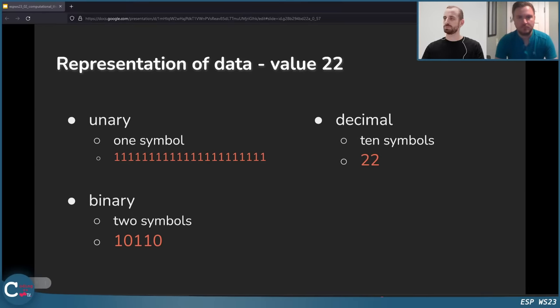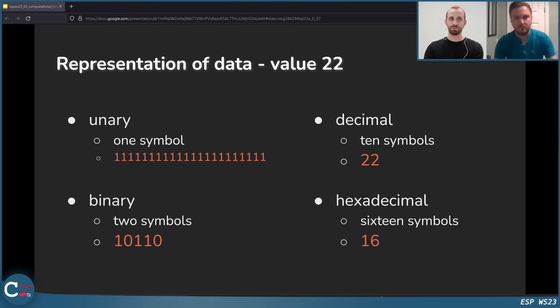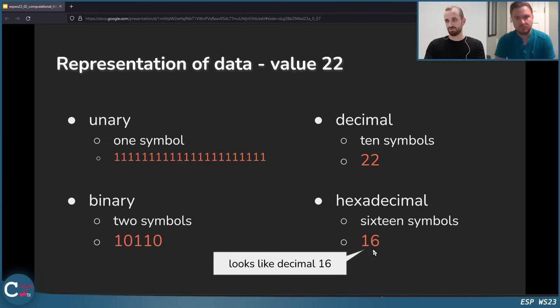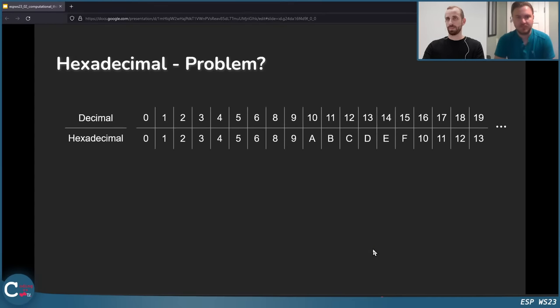Then maybe a little bit more familiar to you, the decimal system, where we have 10 symbols, the value 22 with 2 and 2. And the hex symbol, I already saw it somewhere in the chat, I think. Hexadecimal, we have 16 symbols, and then it would be written as 1 6. And that's a problem, because we do not really know that this is hexadecimal notation. So it can also be 16 in decimal, and it really looks like a decimal 16. It does, yeah. And that's a problem.